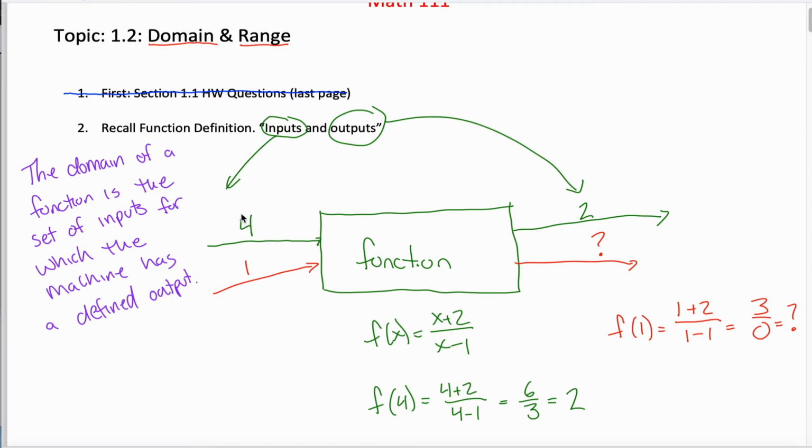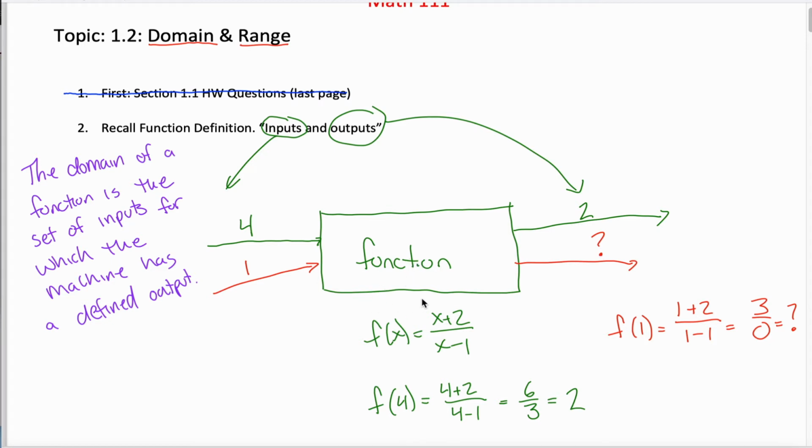So for example, 4 would be in the domain of this specific function because when I put 4 into the machine, another number, 2 in this case, comes out. But 1 would not be in the domain of the function because when I tried to put 1 into the machine, nothing came out. The function broke. I got an undefined output, however you want to think about it. That's all the domain is.